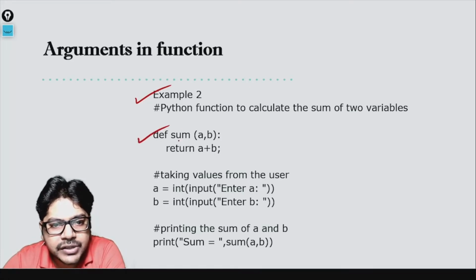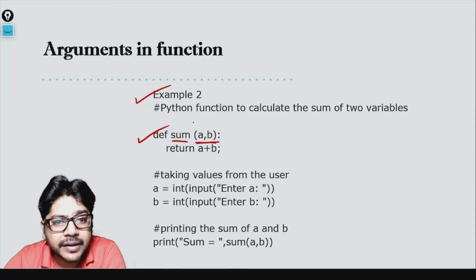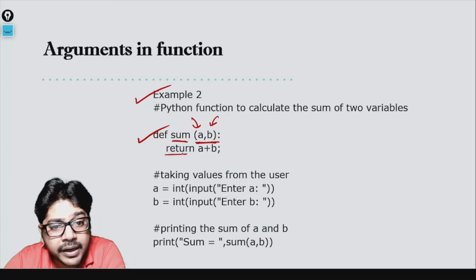We are creating a function called sum and we are passing two parameters in it. In the last one we passed one parameter. However, we are passing two parameters separated by a comma, and we are having a return statement also. We are directly returning a plus b.